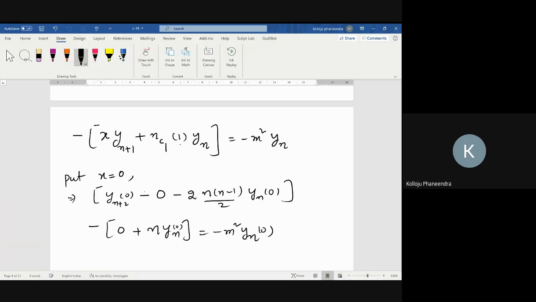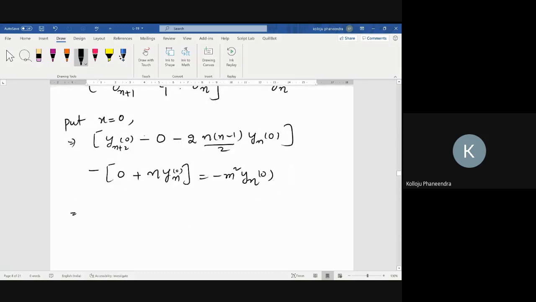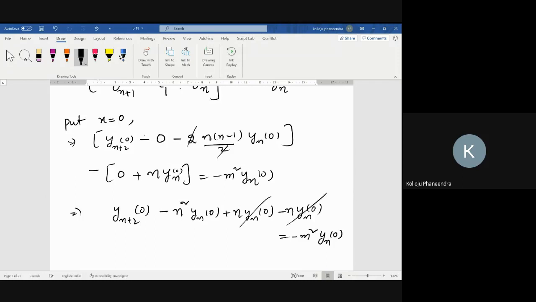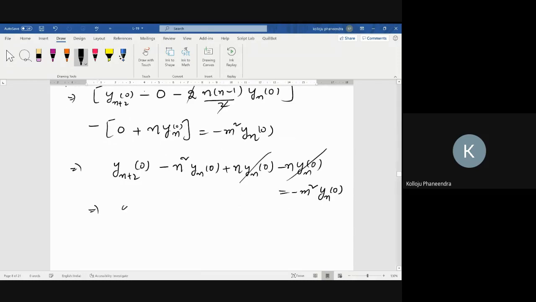So yn plus 2 of 0 equals, this 2 cancels, minus n square yn 0, and minus into minus gives plus n yn 0, and here minus n yn 0, equal to minus m square yn 0. These two cancel, and take this term to the right side. So yn plus 2 of 0 equals n square minus m square yn 0.